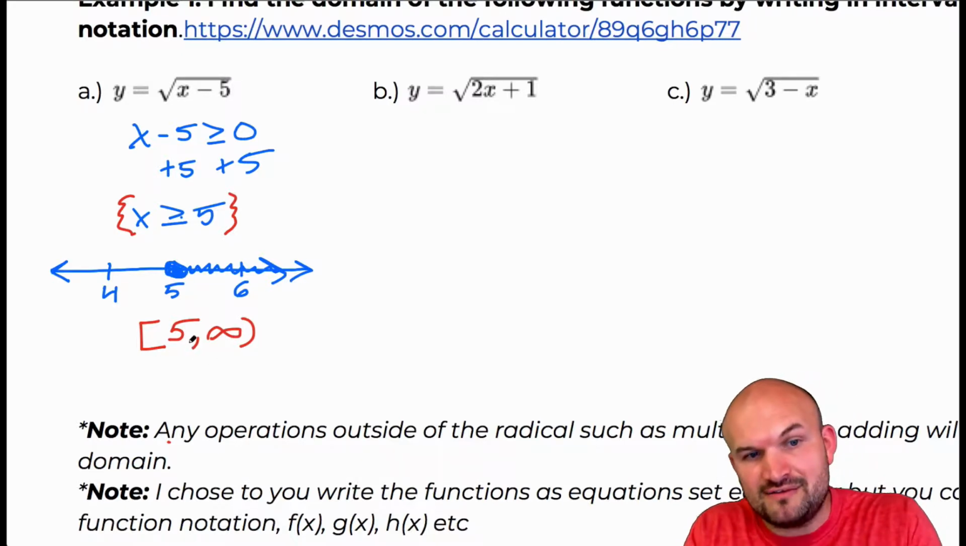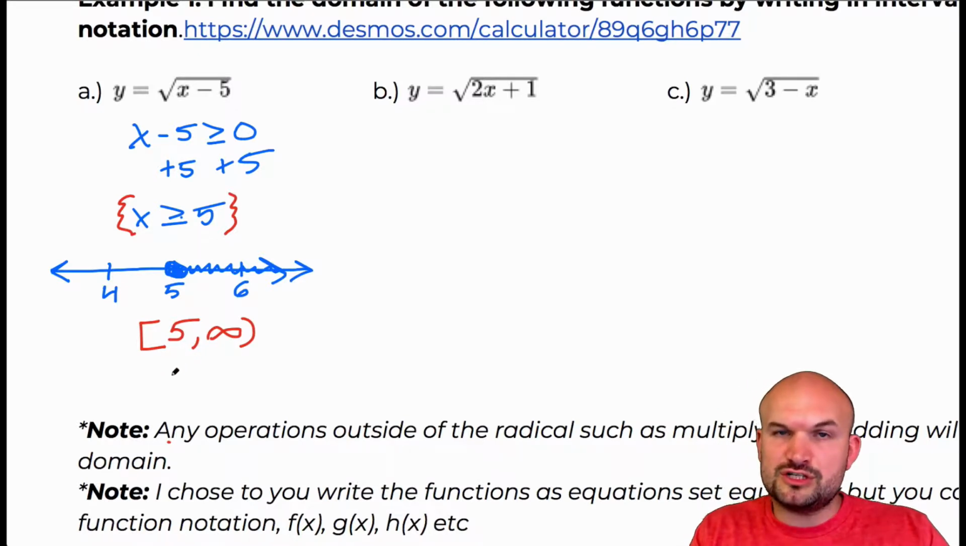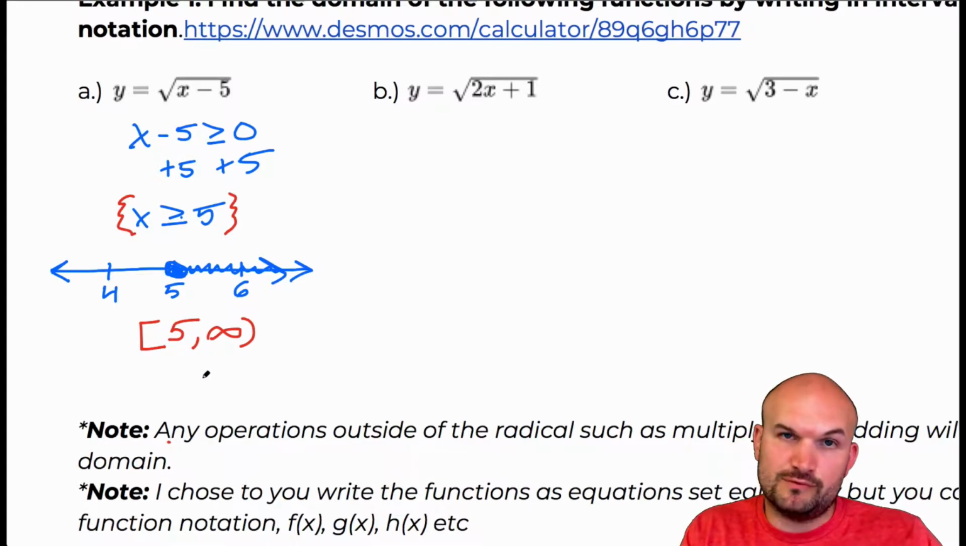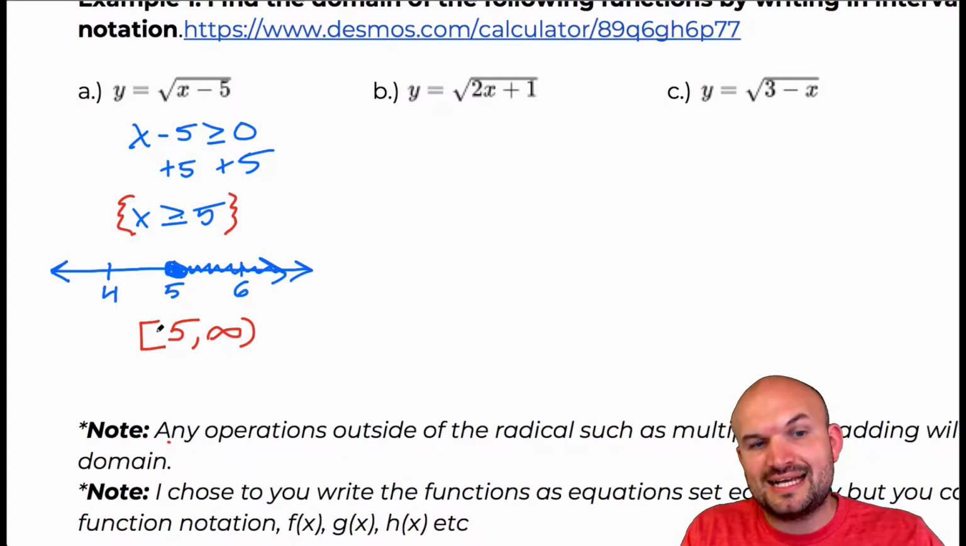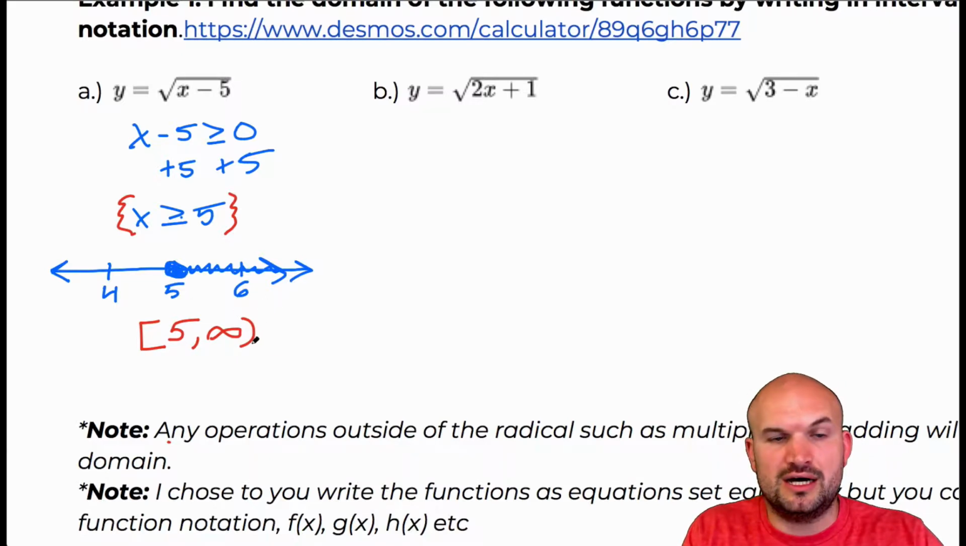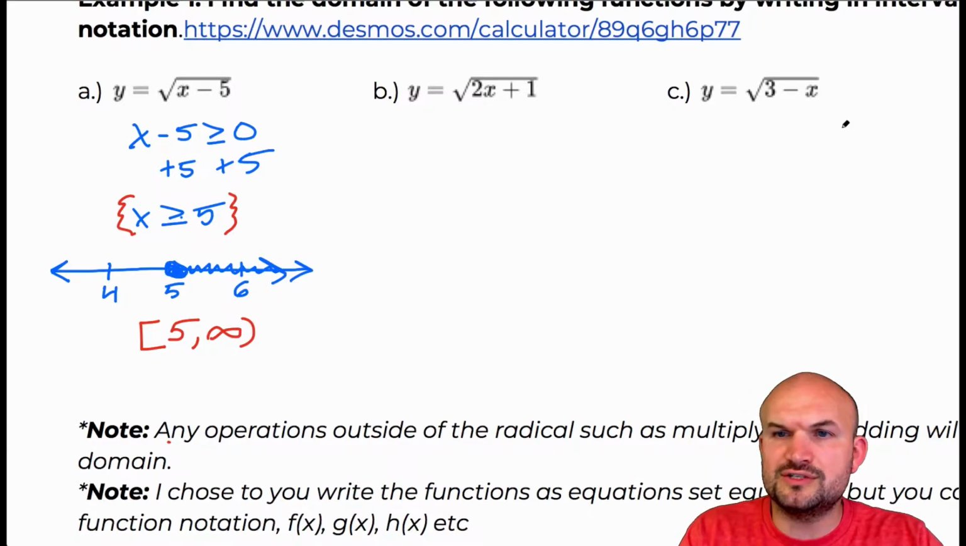Again, it starts at 5 and then continues to the left. So when you're using interval notation, the first term is the farthest left and the right term is the farthest right. You go from left to right and use brackets for included values and parentheses for non-included values. All right, let's go to the next example.